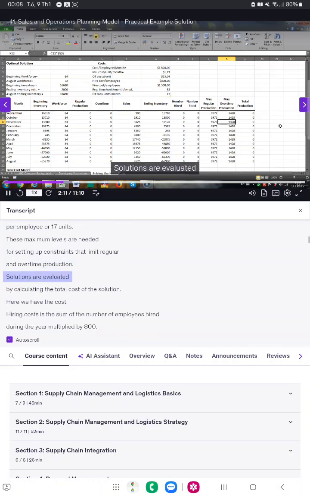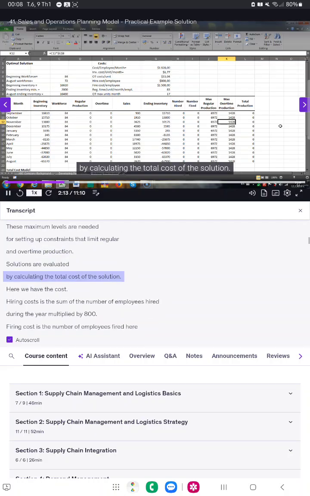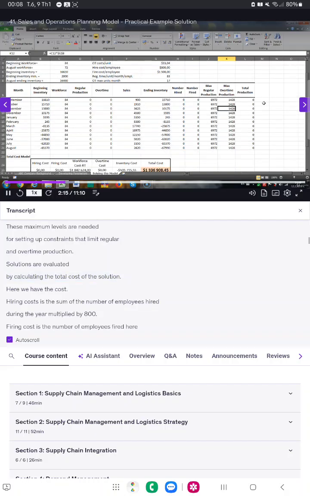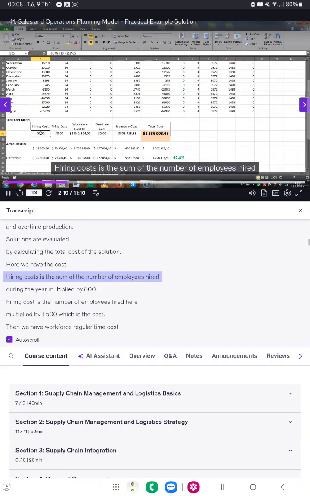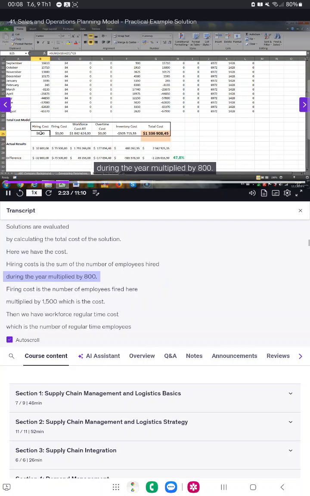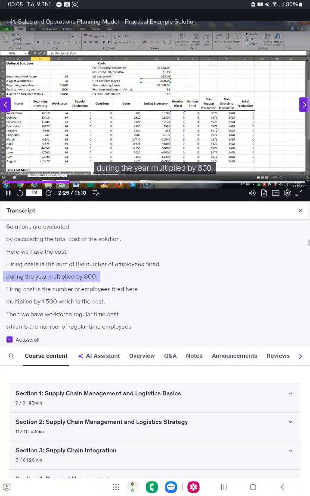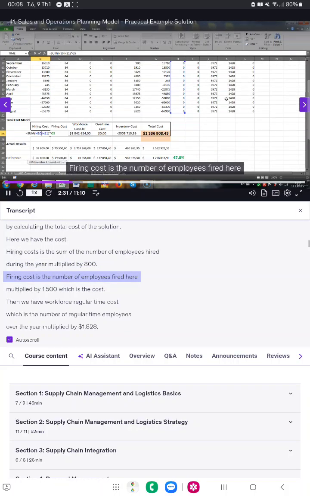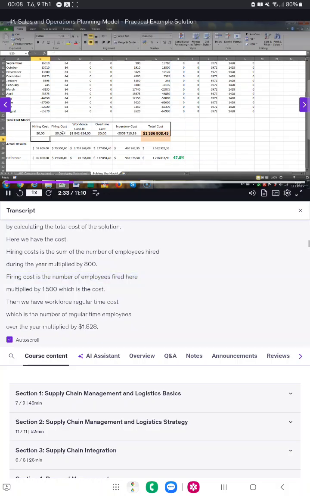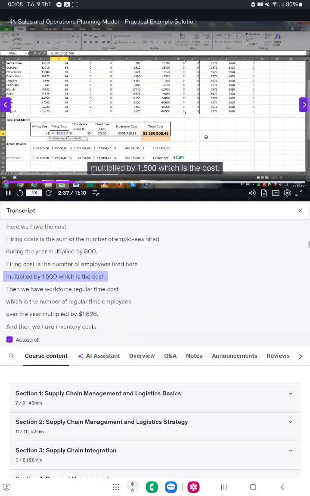Solutions are evaluated by calculating the total cost of the solution. Here we have the cost. Hiring cost is the sum of the number of employees hired during the year multiplied by 800. Firing cost is the number of employees fired here multiplied by 1,500, which is the cost.